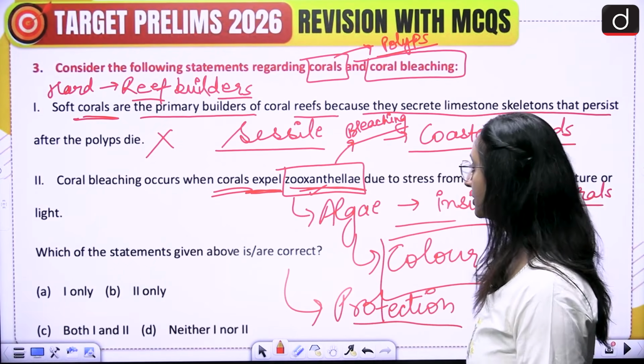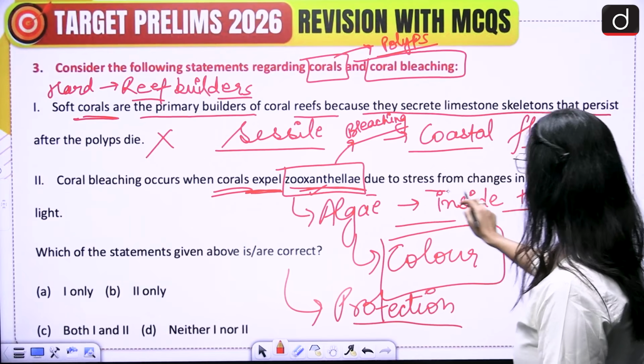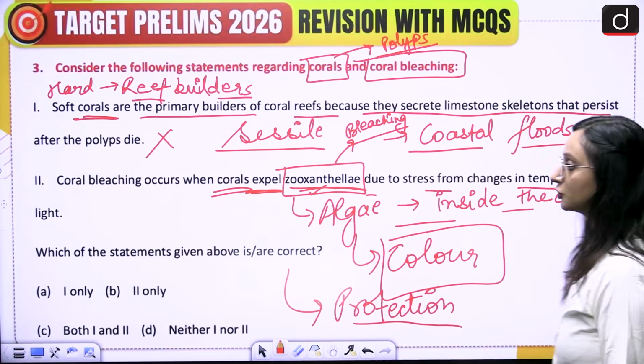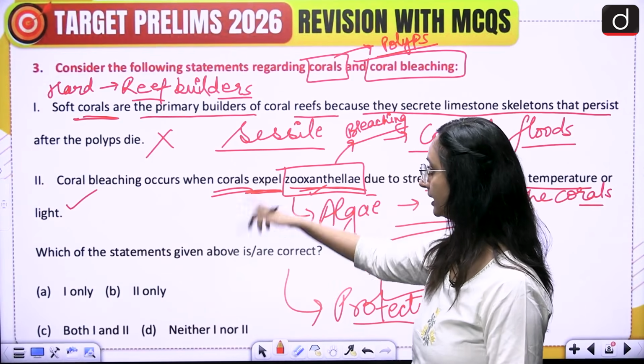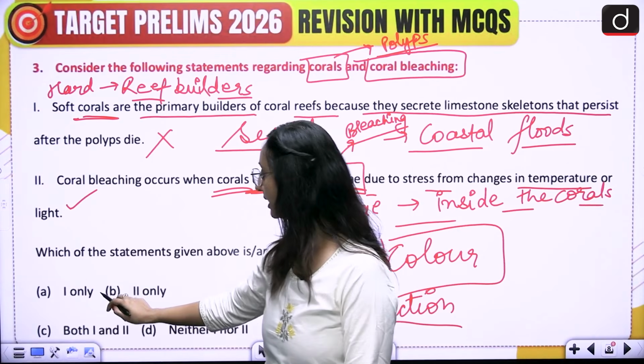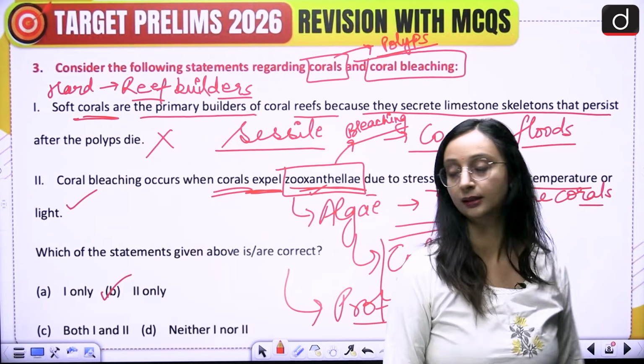Okay, so coral bleaching occurs when corals expel zooxanthellae due to stress from changes in temperature or light. Correct. This statement is correct. So first is incorrect, second is correct. So the correct answer is option B, 2 only.